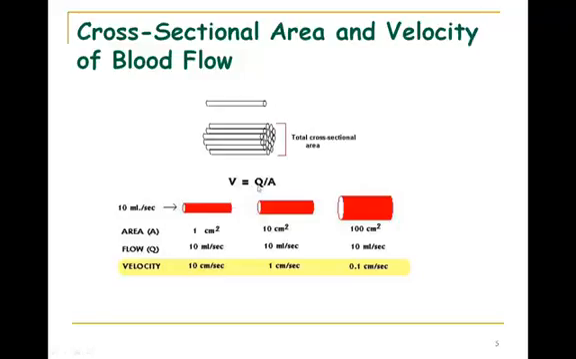The Q is our abbreviation for flow. Flow really means flow rate. This tells you the volume of blood that passes one point in the system per unit time. In our circulation, flow is expressed generally as liters per minute or mils per minute.